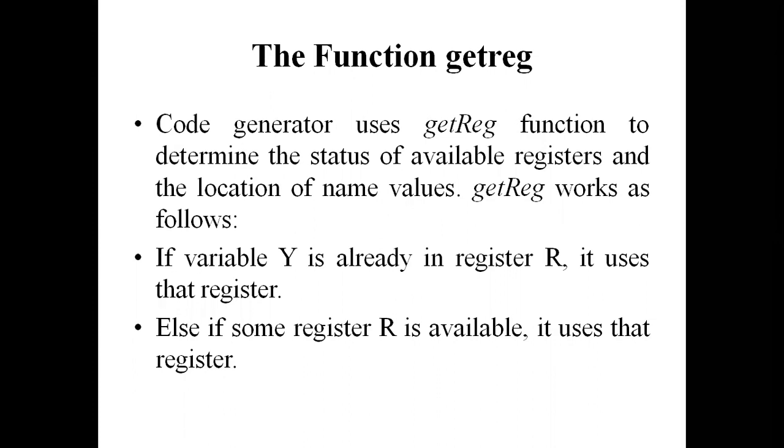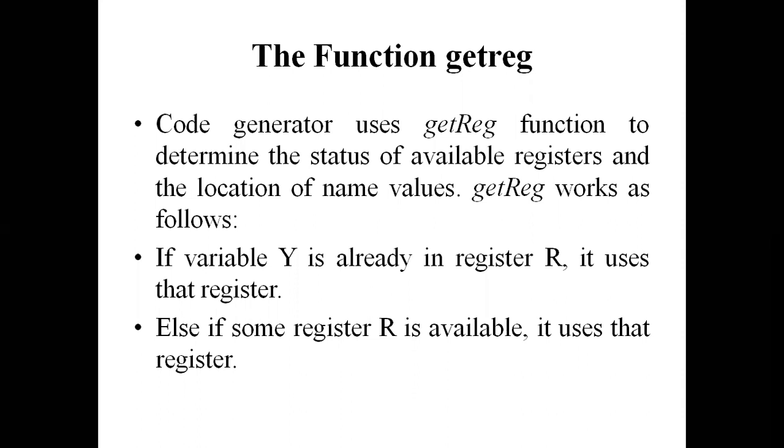To implement the optimization, we are using the code optimizers in the phase of code optimization. In the phase of optimization, I explained that for generating the optimized code we implement the code optimizers. Just as for generating the code, here we are implementing the code generators. These code generators use the get register function. And this get register function always determines the status of available registers and the location of the name values.